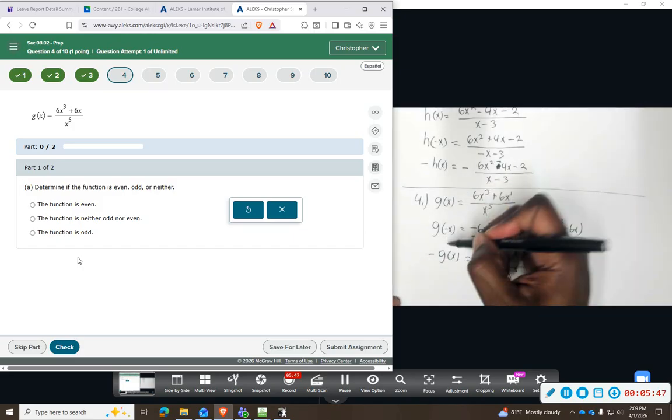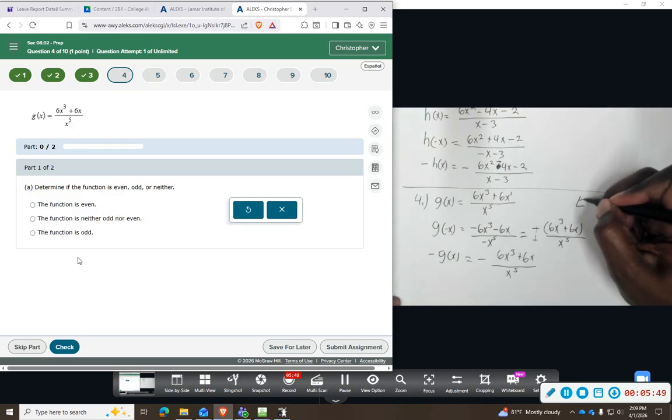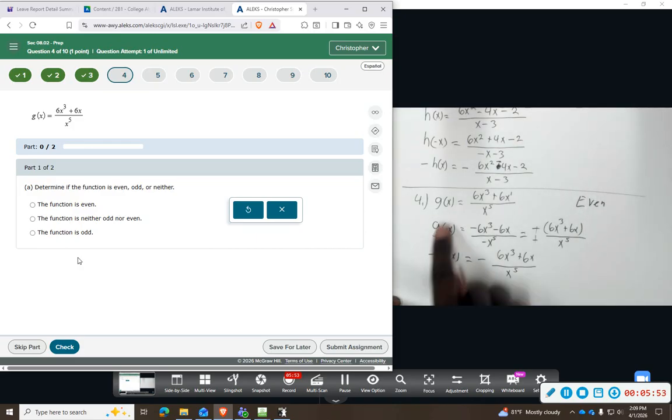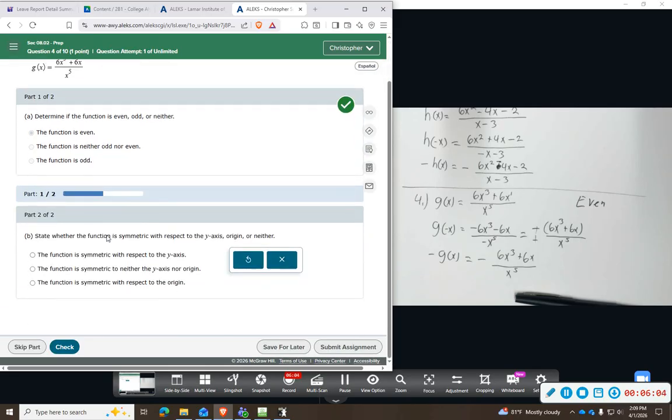So these two match, which tells me even, which is y-axis. These two do not match, so that tells me it's not odd, or doesn't have origin symmetry. So the function is even. That means y-axis symmetry.